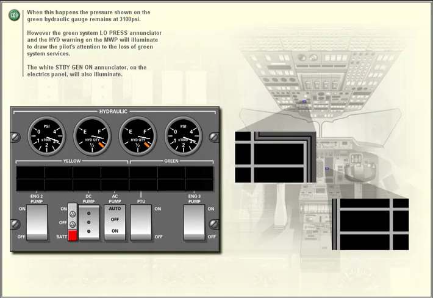When this happens, the pressure shown on the green hydraulic gauge remains at 3,100 psi. However, the green system low pressure annunciator and the hydraulic warning on the master warning panel will illuminate to draw the pilot's attention to the loss of green system services. The white standby generator on annunciator on the electrics panel will also illuminate.